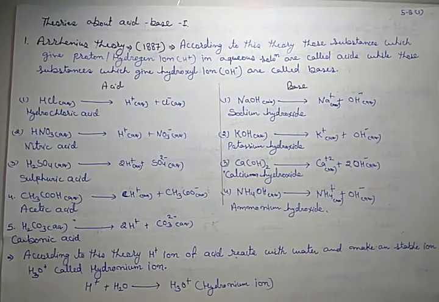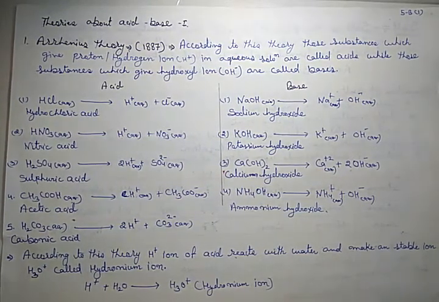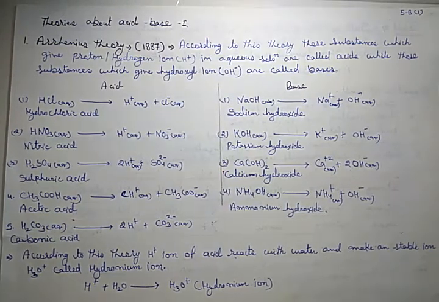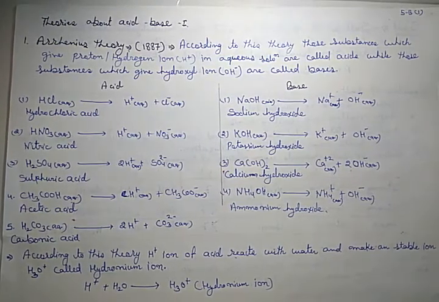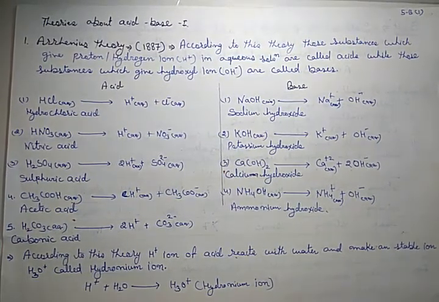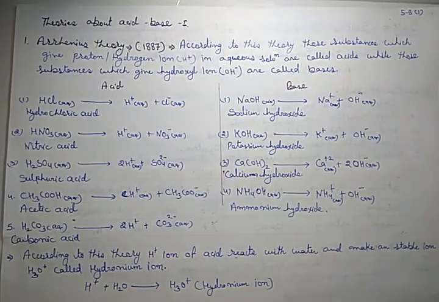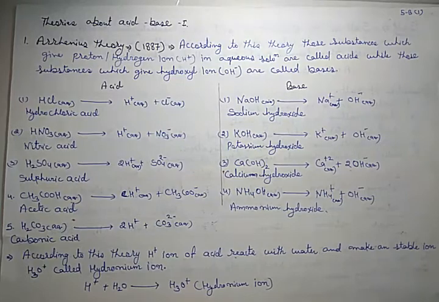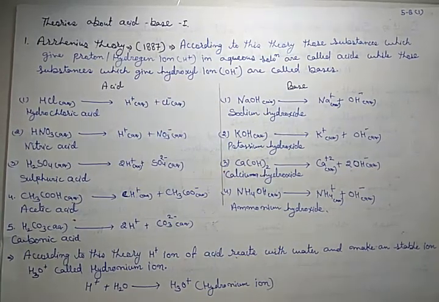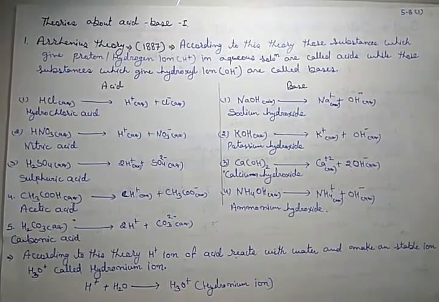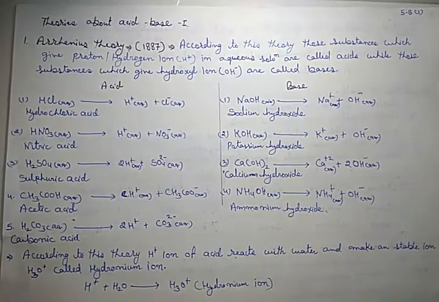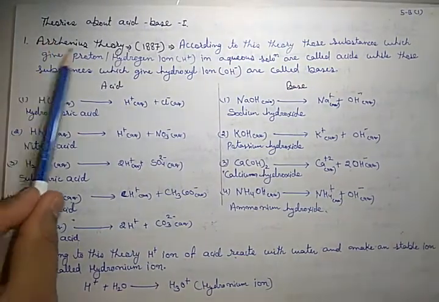In today's class, we will discuss the theories related to acids and bases. There are three theories in our syllabus: one is Arrhenius theory, second is Bronsted-Lowry theory, and third is Lewis theory. Out of the three, we will discuss two in today's class. So I am starting with the first theory, which is Arrhenius theory.